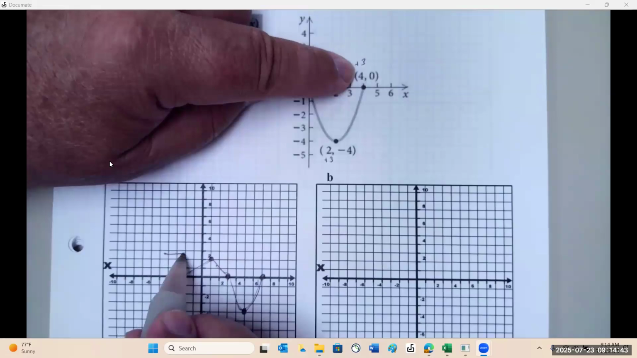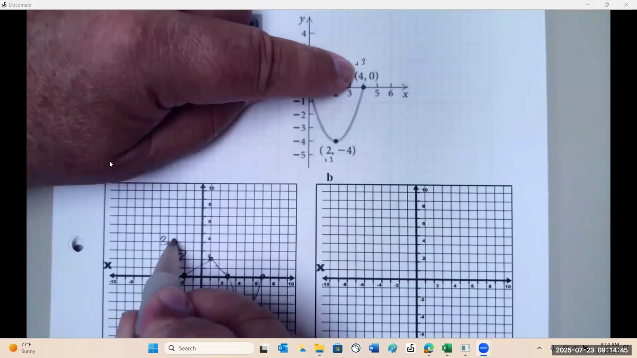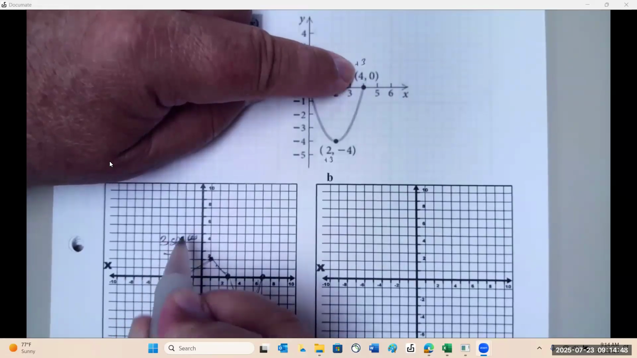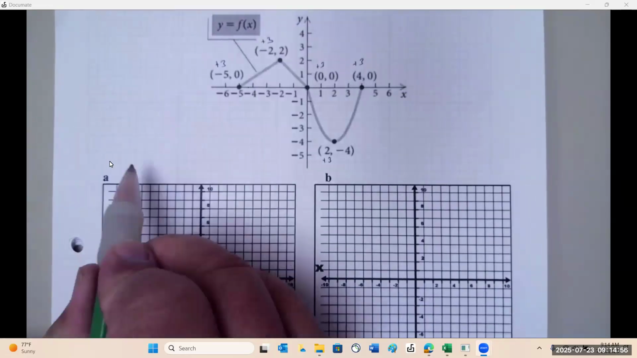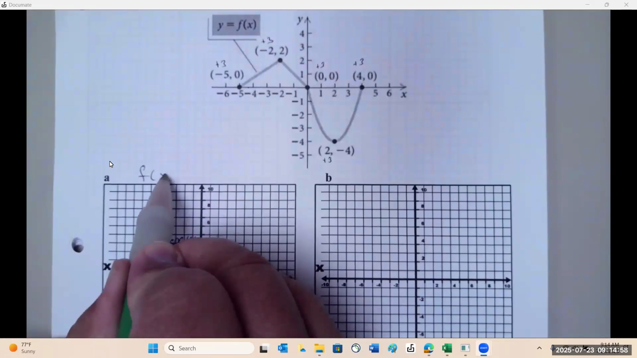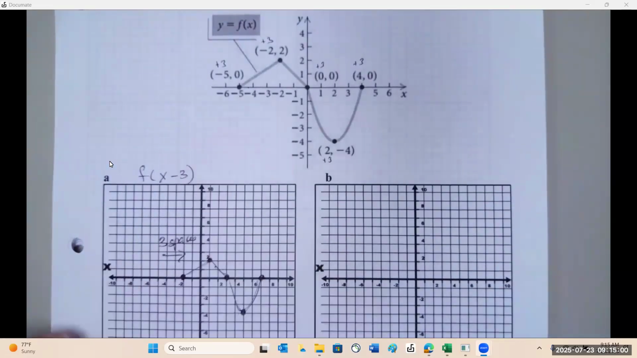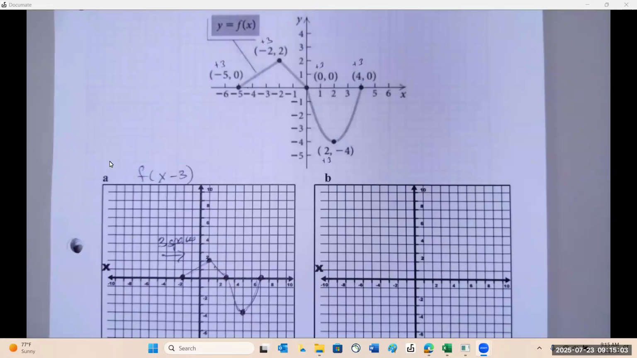So I shifted to the right 3 spaces. That was my first one. I did x minus 3. Then what do I do?